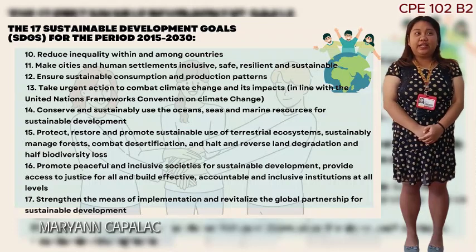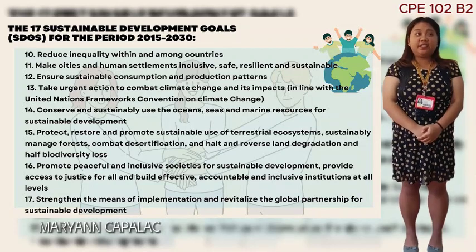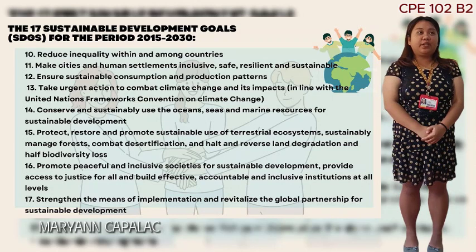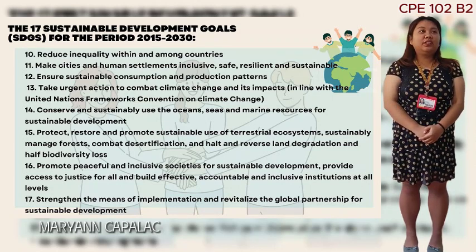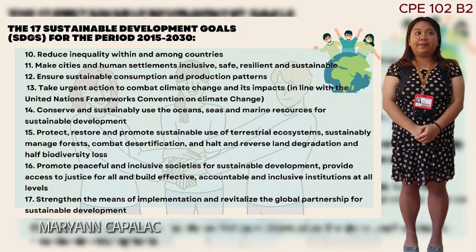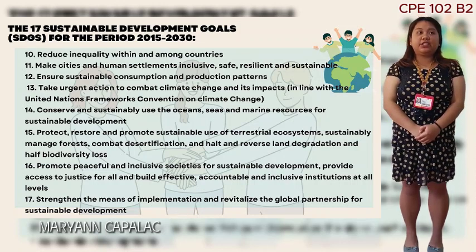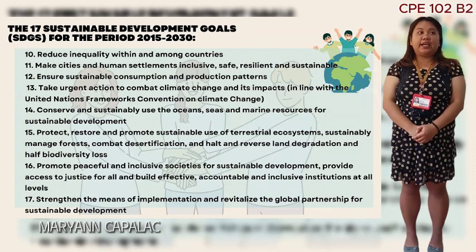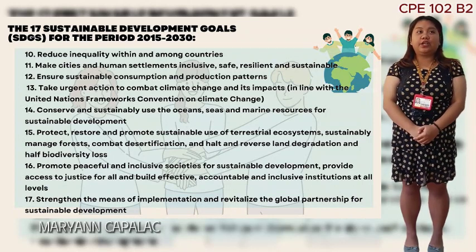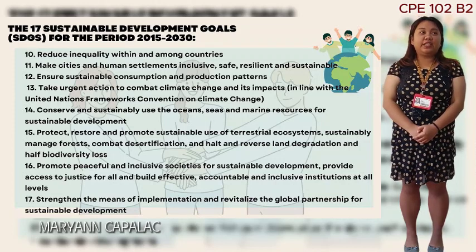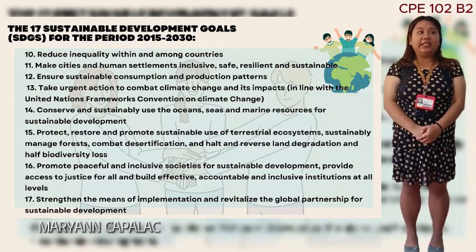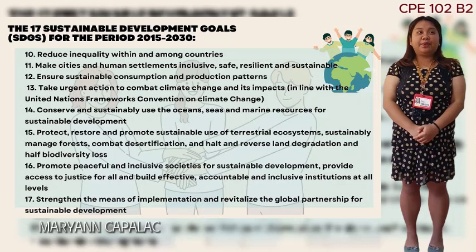Number 10, reduce inequality within and among countries. Number 11, make cities and human settlements inclusive, safe, resilient, and sustainable. Number 12, ensure sustainable consumption and production patterns. Number 13, take urgent action to combat climate change and its impacts in alignment with the United Nations Framework Convention on Climate Change. Number 14, conserve and sustainably use the oceans, seas, and marine resources for sustainable development.